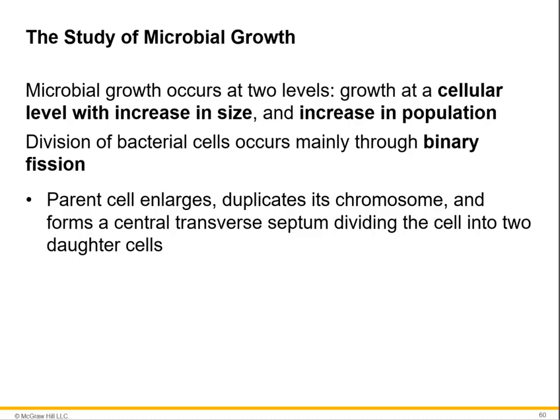Microbial growth. So when we talk about microbial growth, we're going to be talking about it at two different levels. There's growth at the cellular level, where the cell itself increases in size. And then there's growth at the population level, where the number of cells increase. Now, division of bacterial cells is going to occur mainly through binary fission. What happens here is the parent cell enlarges, it copies its DNA, and then it's going to divide itself into two daughter cells, each identical to one another.